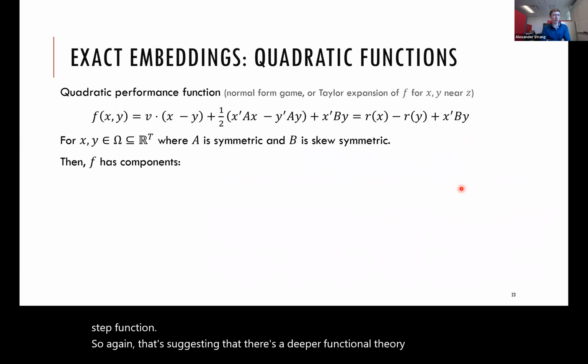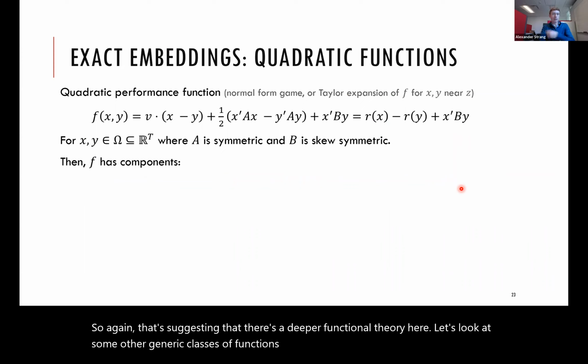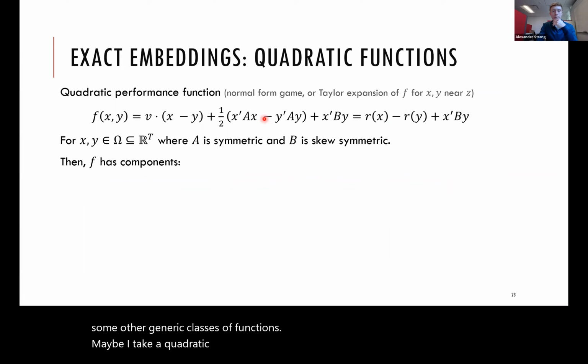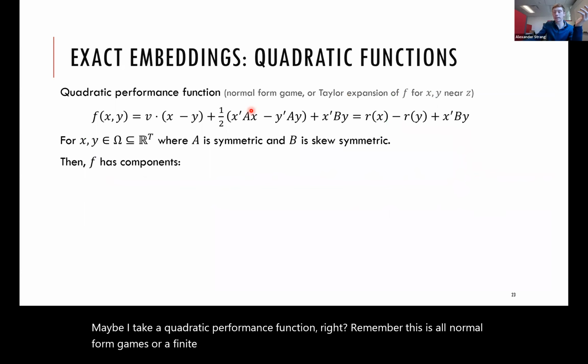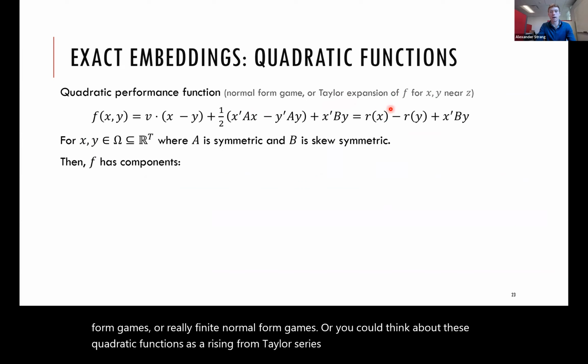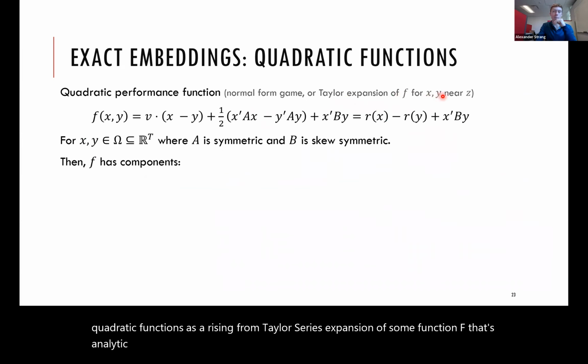Let's look at some other generic classes of functions. Maybe I take a quadratic performance function, right? Remember, this is all normal form games, or really finite normal form games. Or you could think about these quadratic functions as arising from a Taylor series expansion of some function f that's analytic for opponents x and y near some shared opponent z, and this would be the second order expansion.